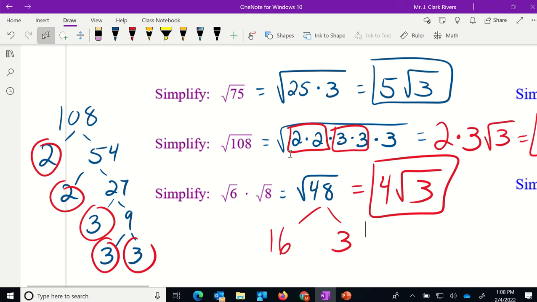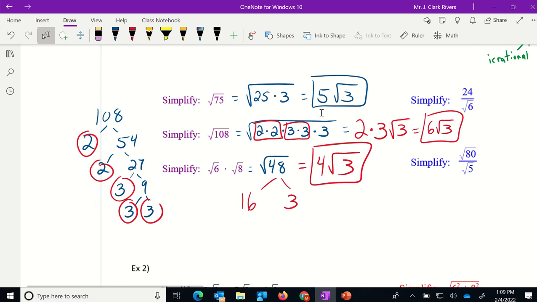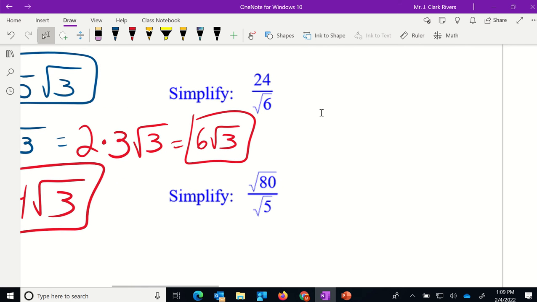I think if numbers are simple enough to do a factor tree mentally, it's probably also simple enough to not make a factor tree, kind of like this one up here, right? Yeah, I know this is 3 times 5 times 5, but why would I do that if I know that 25 is a perfect square factor? Try these 2 on your own.